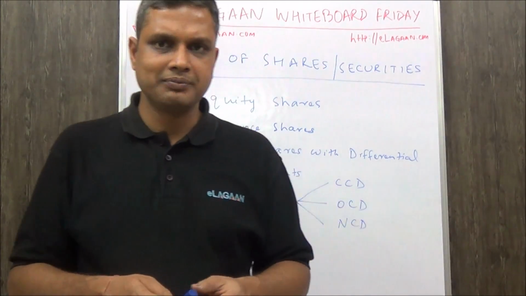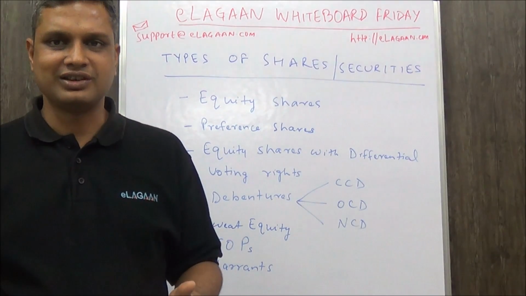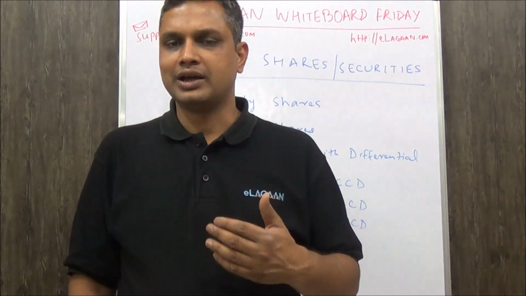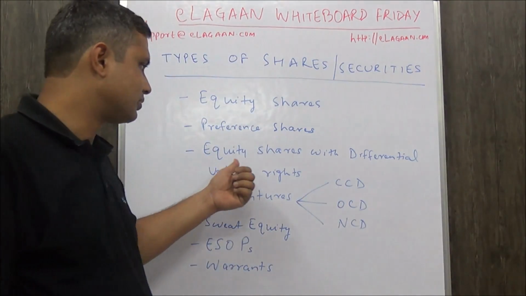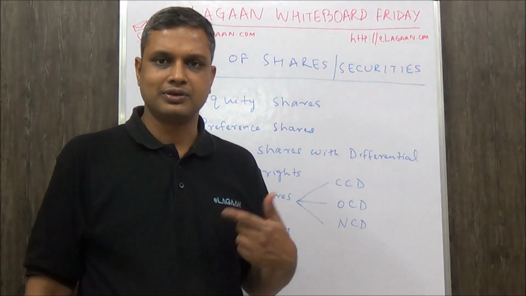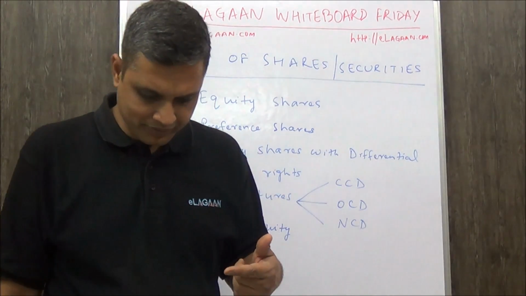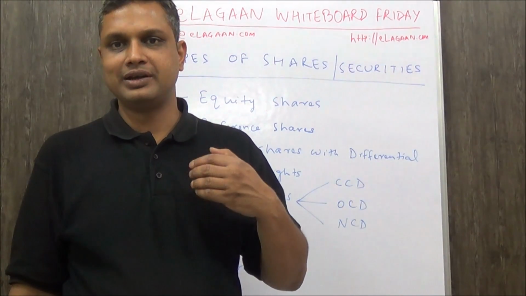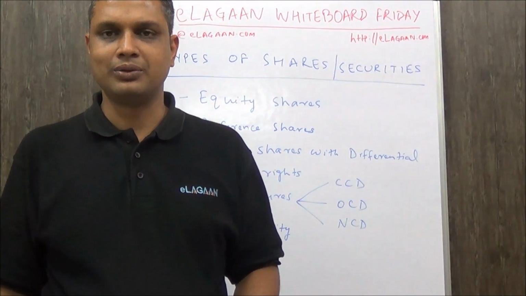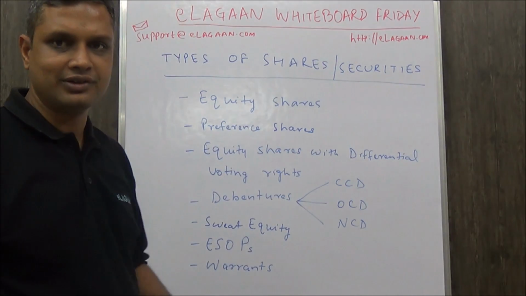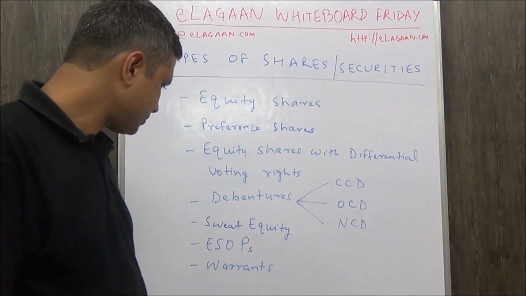But as per the new company law, there are certain restrictions. For the first 3 years of operation, the company cannot issue this category of shares to anybody, or the company should have a track record of about 3 years of distributable dividend. The company should have been distributing dividends to the shareholders before it can look at equity shares with differential voting rights.